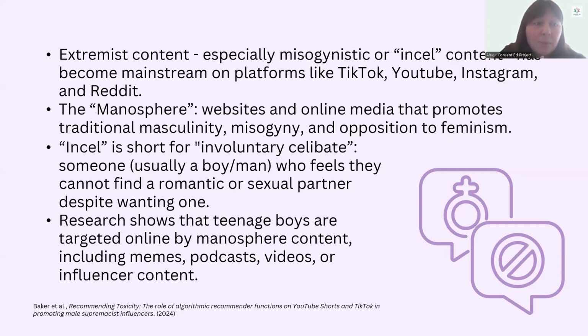And research shows that teenage boys are targeted online by manosphere content, including memes, podcast videos, or influencer content. So just by virtue of being a young person with a male gendered profile on a social media app, you're going to be shared manosphere content, harmful, more extremist messaging, or online misogyny, also a lot of sexual content, purely by being a boy online. So it's very hard to escape this kind of messaging. And when you're a young teenager, you're not always critically thinking when you just want a brainless scroll. So they're not always fully aware of how some of this messaging is seeping into their values and beliefs without them critically thinking about it.